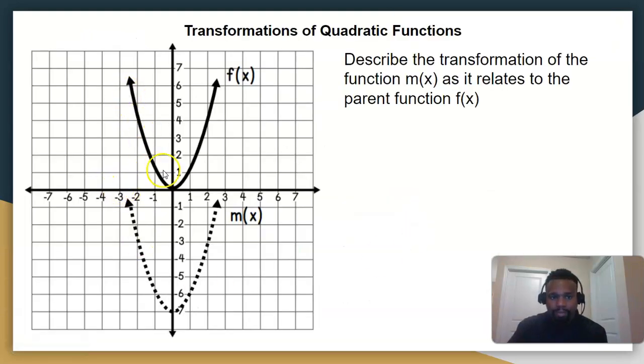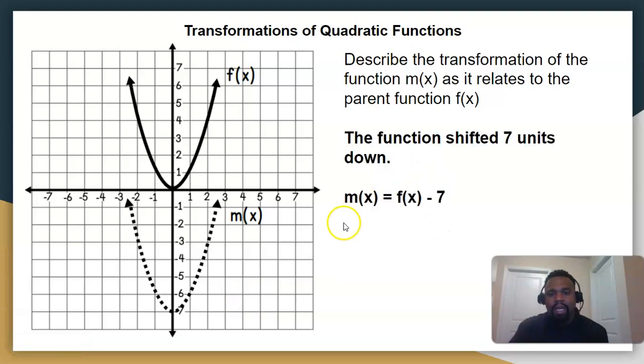Now let's look here. This is the parent function, and this is the translated function m of x. Let's see what happens. We move down 7 units, so we can write m of x equals, and you could put either x squared or f of x, because f of x is x squared, so you could put x squared minus 7 or f of x minus 7. It's the same thing, and this represents a vertical translation of moving 7 units down.